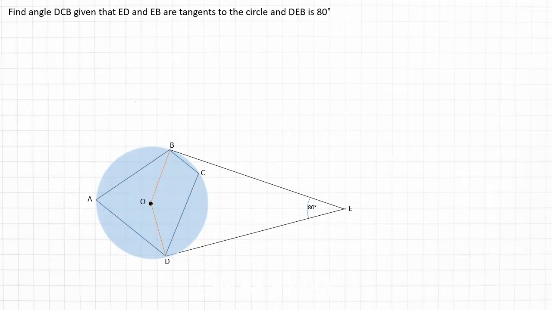So first, let's look at our problem. We have a circle, which is good, given that this is a video about circle theorems. In that circle, we have a trapezoid quadrilateral, ABCD. A, B, C, and D are all points on the circle. The question states, find angle DCB given that ED and EB are tangents to the circle, and angle DEB is 80 degrees.